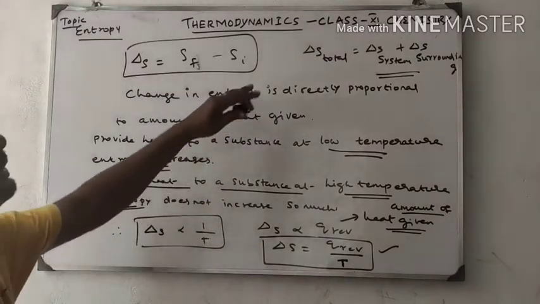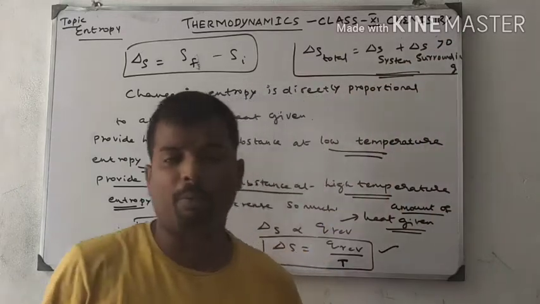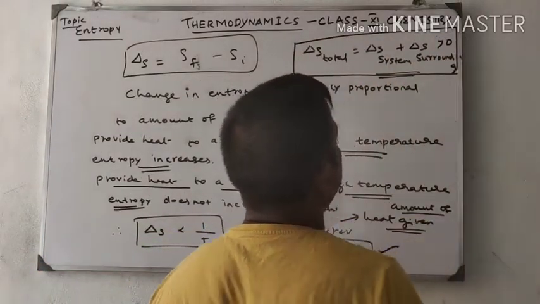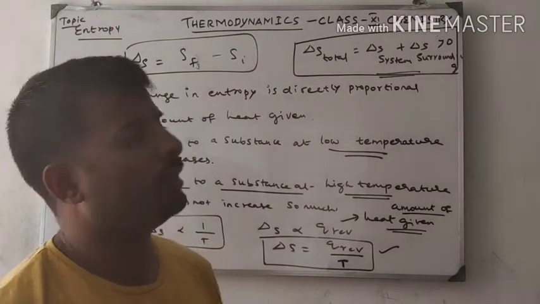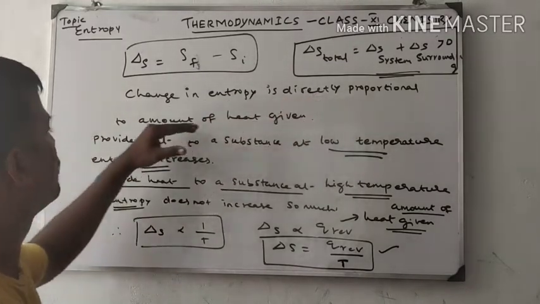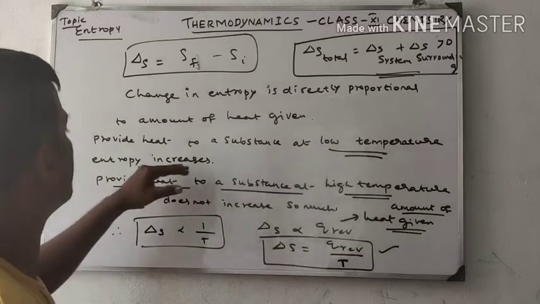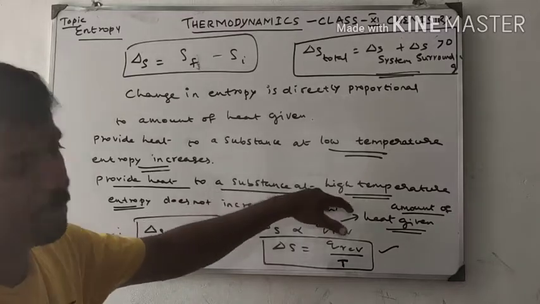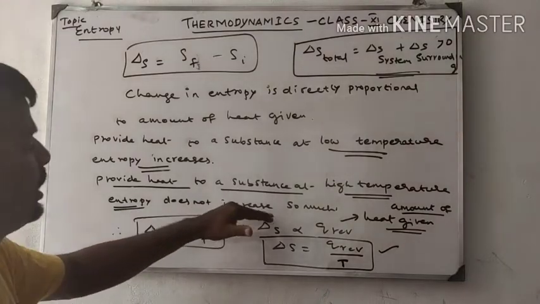Okay. So the next one is delta S total, which is equal to the entropy of the system plus the entropy of the surroundings. For an exothermic reaction, the system loses energy and the surroundings gain energy. Just as I have explained, change in entropy is directly proportional to the amount of heat given. Please note it down. Provide heat to a substance at low temperature, entropy increases, as in melting of ice. Provide heat to a substance at high temperature, steam or water vapor, again I am heating, no change. Therefore, entropy does not increase so much.